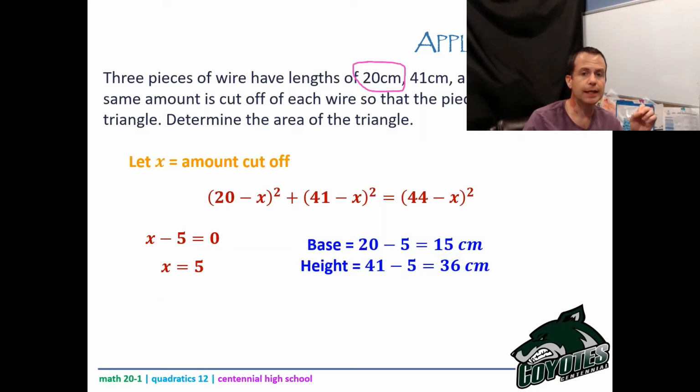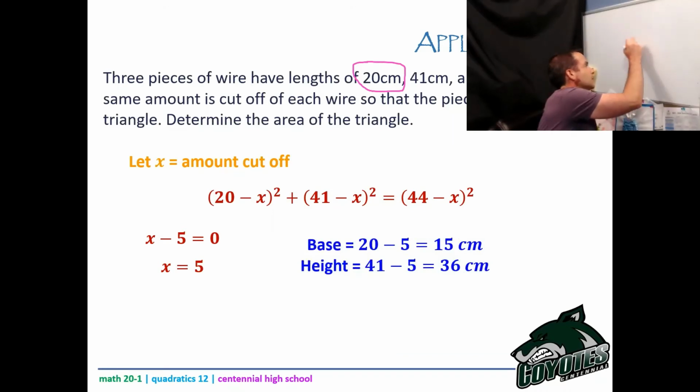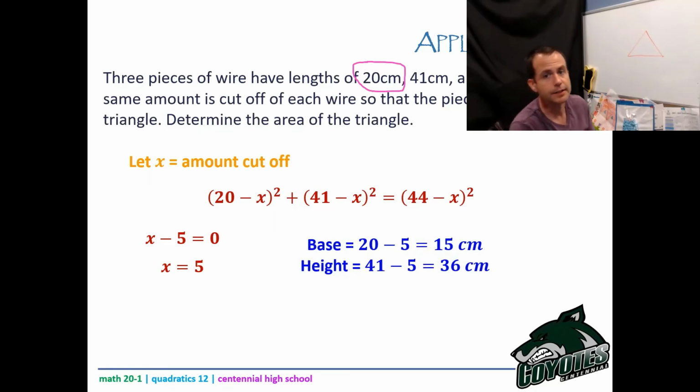Now I haven't answered the question yet, because the question said, what's the area of the triangle? Well, remember, maybe you don't know this, I'm hoping a junior high teacher taught you this along the way, but when I have a right triangle, the definition of base and height is that base and height have to form right angles to each other. So you could call this the base and this the height, which means the two legs of your right triangle would be your base and height. So I took the 20 and subtracted 5 to get 15, and then I took 41 and subtracted 5 to get 36. So my base and height of this triangle are 15 and 36.